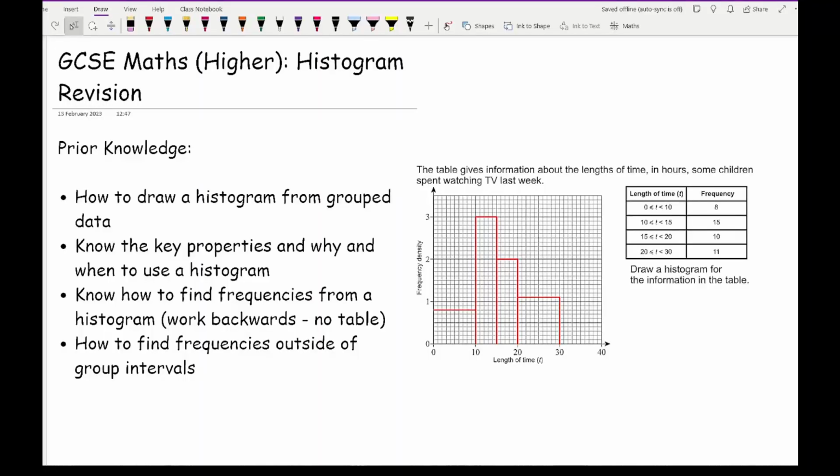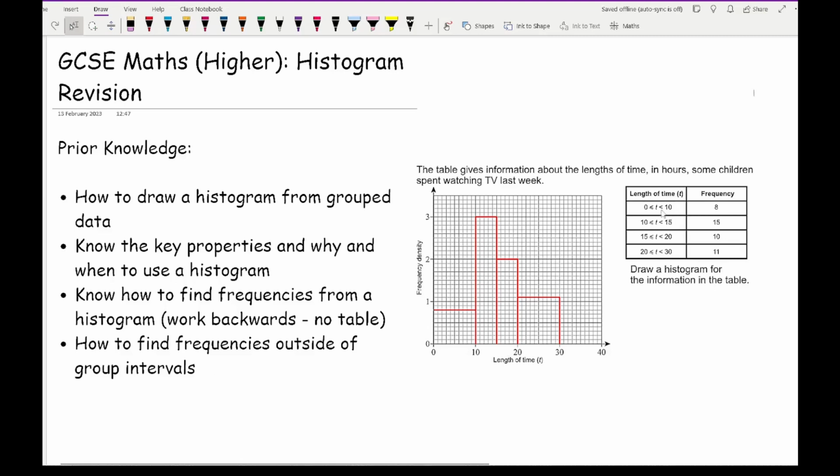Now before we get started, let's just have a quick rundown about what prior knowledge we need before answering some past exam questions on histograms. Well, the first and obvious one is you need to know how to draw a histogram when you're presented with group data from a table.